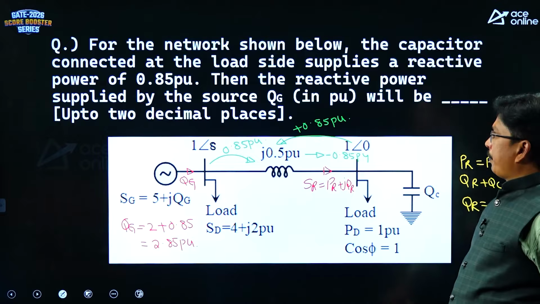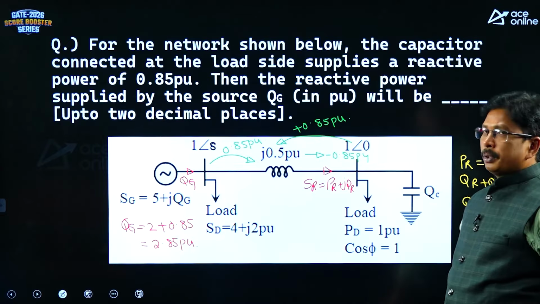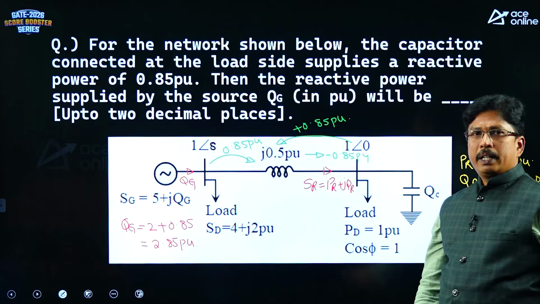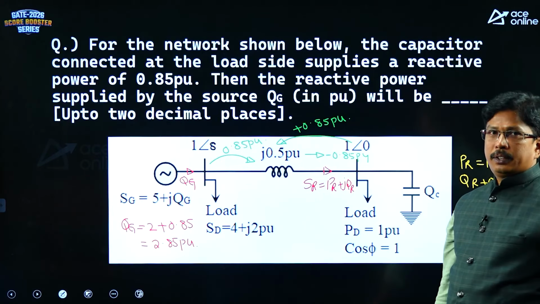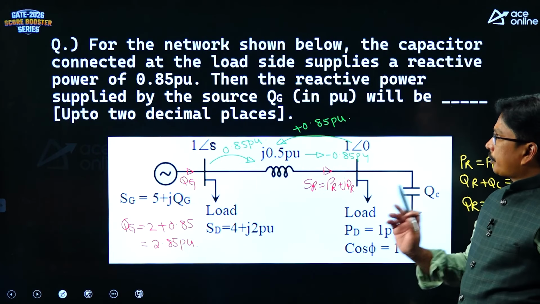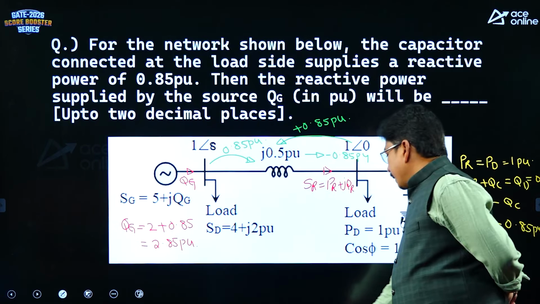Very simple question. You can expect this type of questions for 2 marks. Very, very simple. Without any calculation you can give. Right, students? So we'll see one more question here.